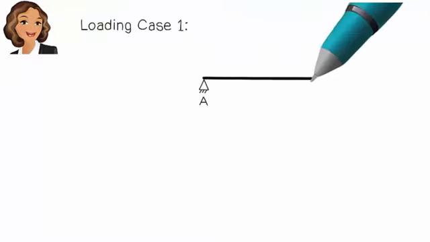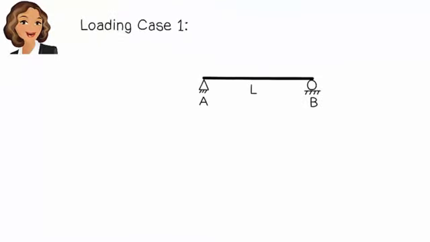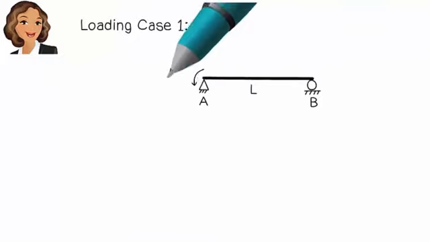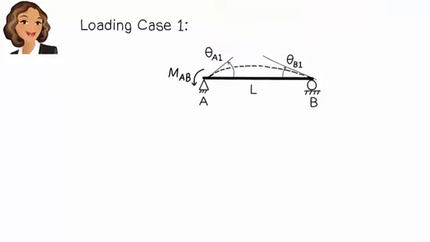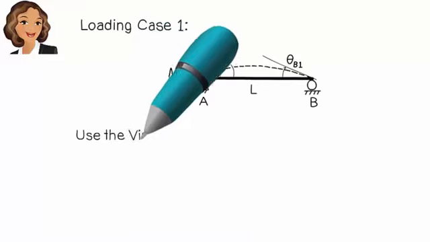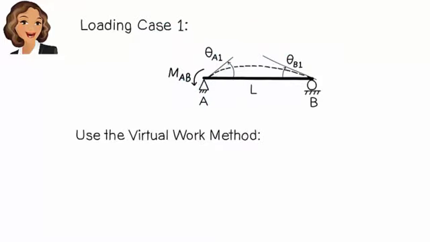Loading case 1. The load is a counterclockwise moment placed at A, like this. The beam is going to deflect upward, causing a counterclockwise rotation at A, and a clockwise rotation at B. We refer to the moment as MAB and denote the end rotations as theta A1 and theta B1. We can use the virtual work method to calculate these rotations. Here they are.